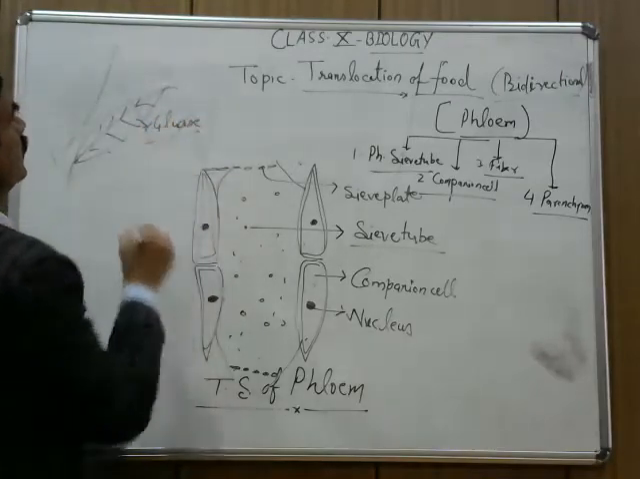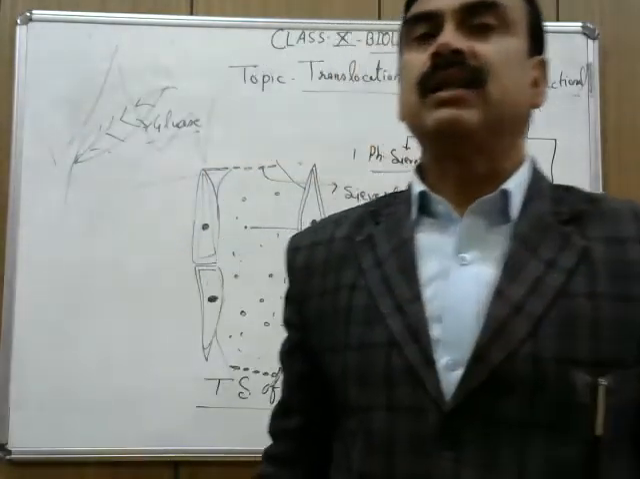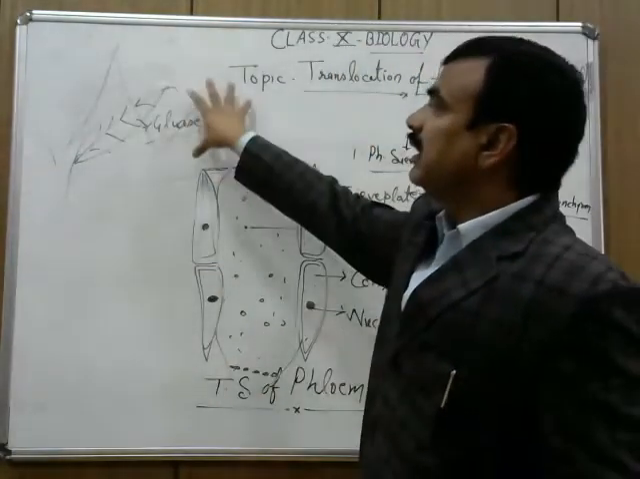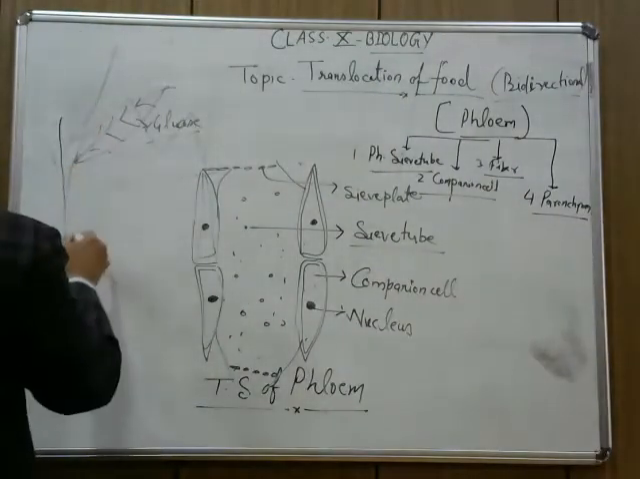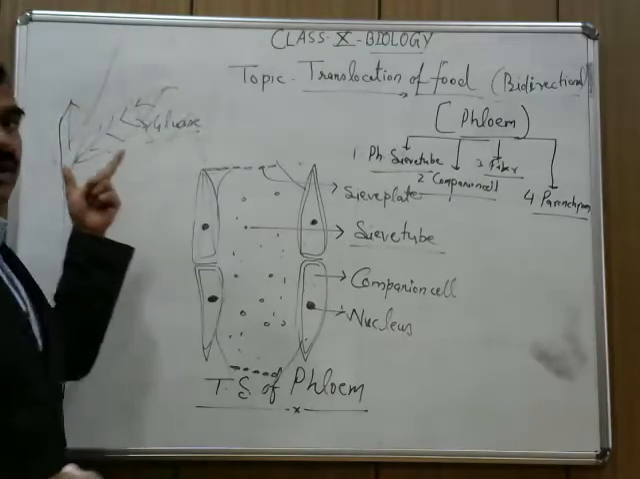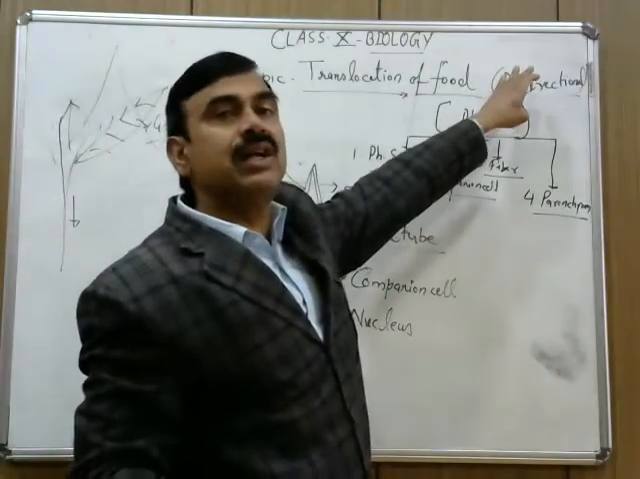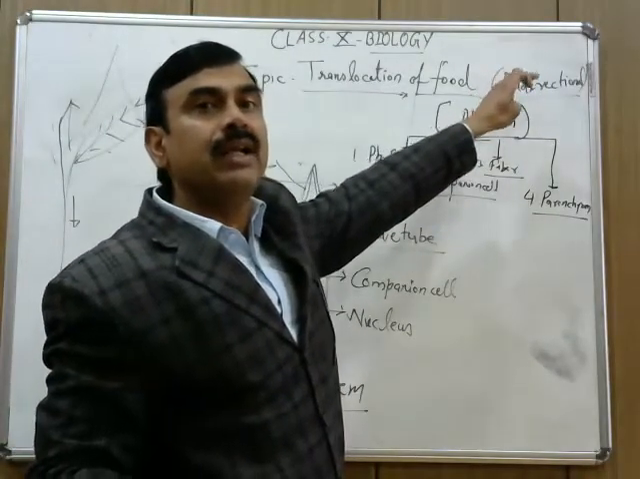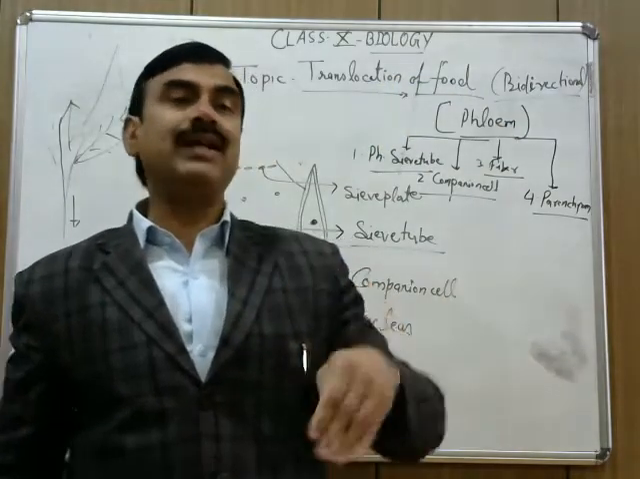When the glucose is prepared in the leaf with the help of photosynthesis, this carbohydrate is prepared in the leaf. This leaf will transport the food upward also and downward also. That is why the food is translocated bidirectionally, upward and downward.